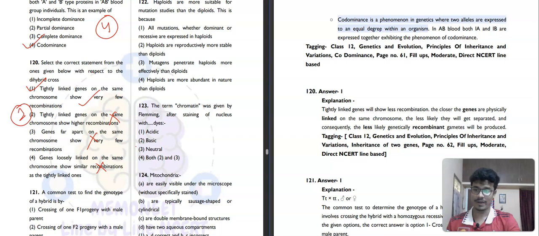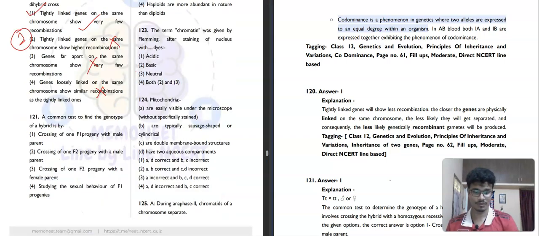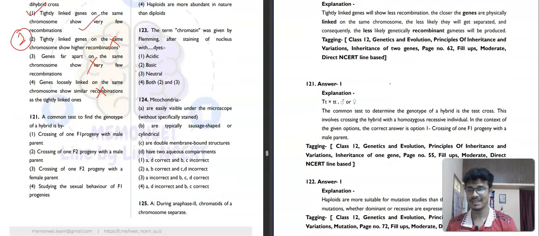Then question number 121. It is saying that a common test to find the genotype of a hybrid is crossing of one F1 progeny with the male parent, crossing of one F2 progeny with a male parent, crossing of one F2 progeny with a female parent, or studying the sexual behavior of F1 progeny. So, this is basically a test cross, you know that. You need to cross one F1 progeny with the parent. So, first option here is the most suitable.